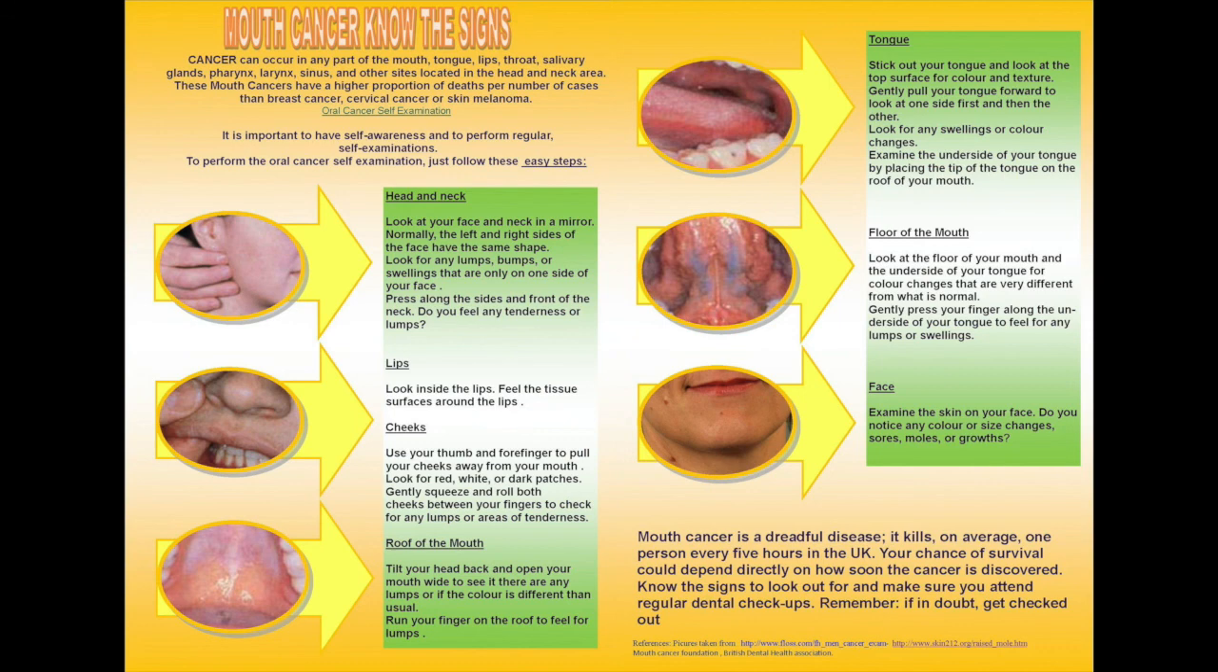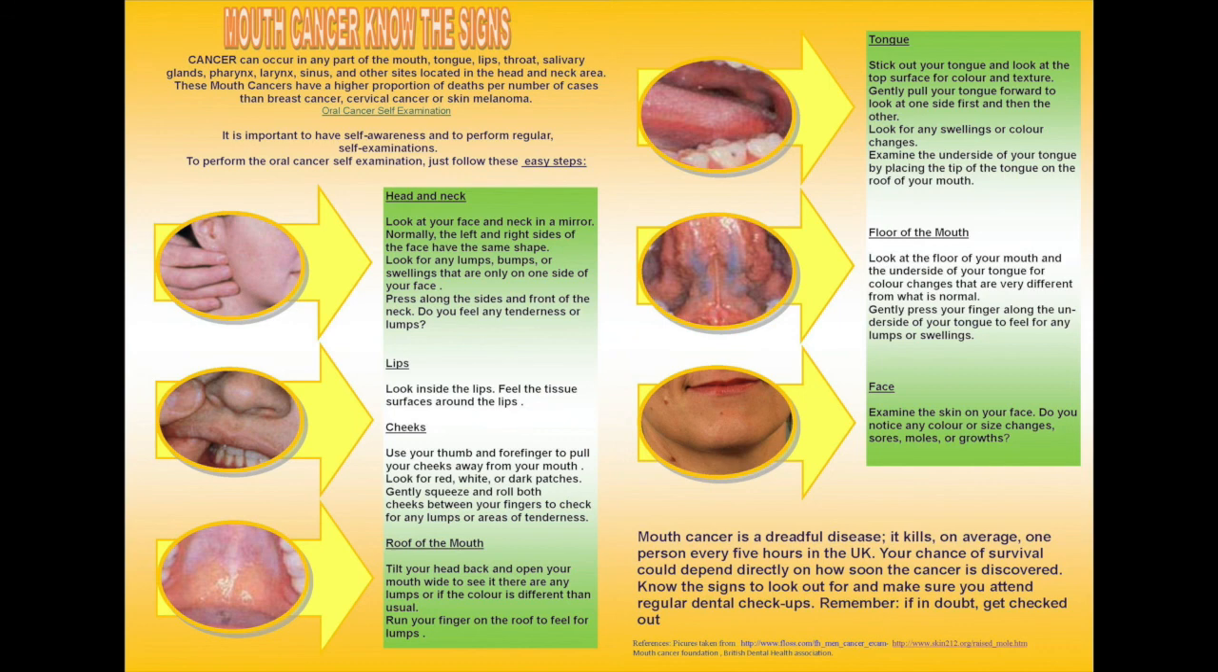Normally the left and right sides of the face should have the same shape. Look out for any lumps and bumps or swellings on either side of the face. Press along the sides or front of the neck to feel any tenderness or lumps. In the lips, we should be looking inside the lips and feeling the tissue surfaces around the lips for any lumps. So use your thumb and forefinger to pull the cheeks away from your mouth and look for any red, white or dark patches. And gently squeeze around and roll both cheeks between your fingers to check for any lumps in the area or tenderness.